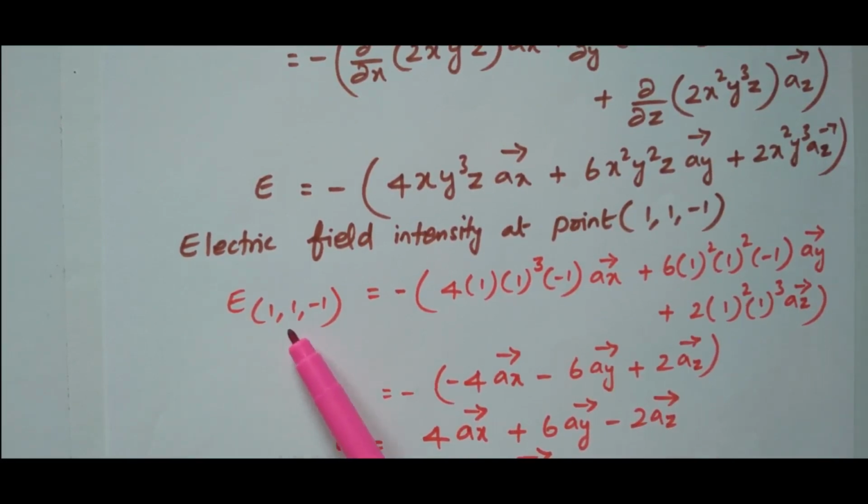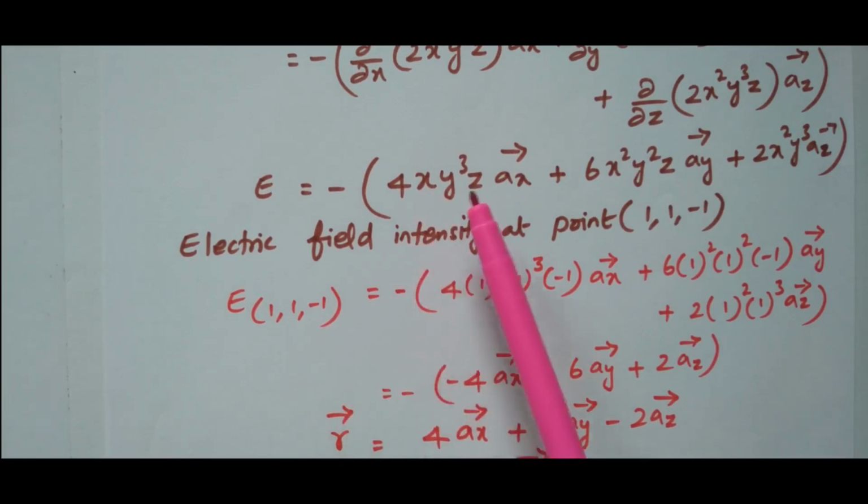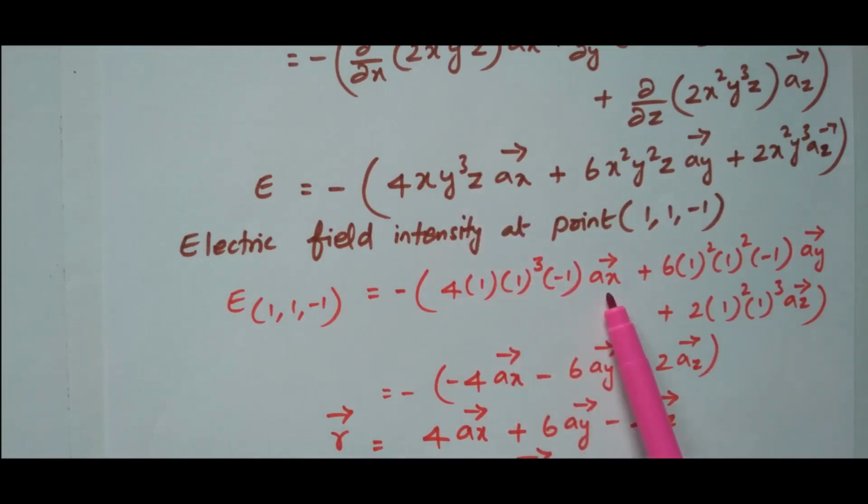E at 1, 1, minus 1. That is, we need to substitute x as 1, y equal to 1 and z equal to minus 1. Right? So 4 into x is 1. Then y cube, 1 cube. Z is minus 1 into ax.